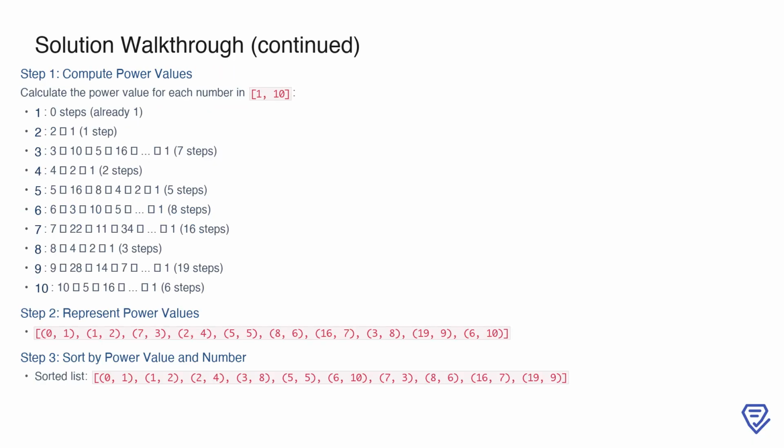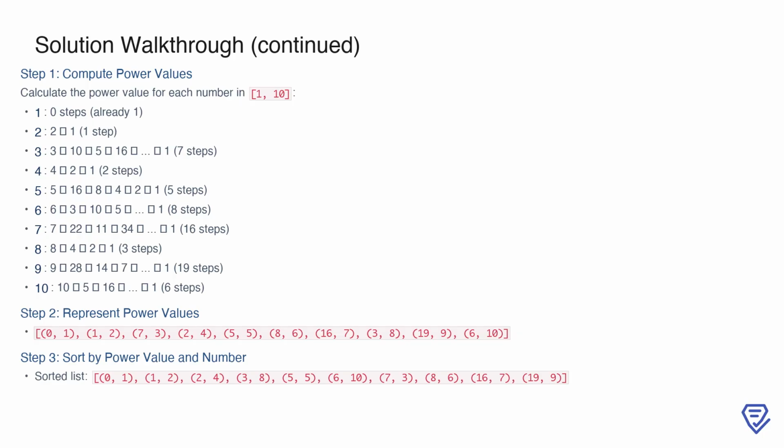Now, let's move to the second example, getKth(1, 10, 4). Once again, the first step is to compute the power value for each number in the range [1, 10]. For example, the power value for 1 is 0, as it's already 1. For 2, it takes 1 step to reach 1, and for 3, it takes 7 steps. Continuing this process for all numbers in the range, we obtain their respective power values. For instance, 4 takes 2 steps, 5 takes 5 steps, and so on, up to 10, which takes 6 steps.